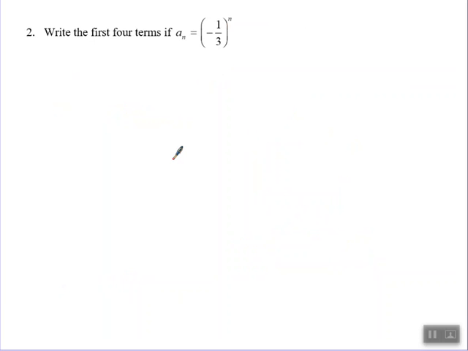Next, we want to write the first 4 terms for this sequence. We know that a sub n is equal to -1/3 to the nth power. So if we plug in 1 for n, we get -1/3. If we plug in 2 for n, we have +1/9. If we plug in 3 for n, we have -1/27. And if we plug in 4 for n, we get +1/81. So those are the first 4 terms.